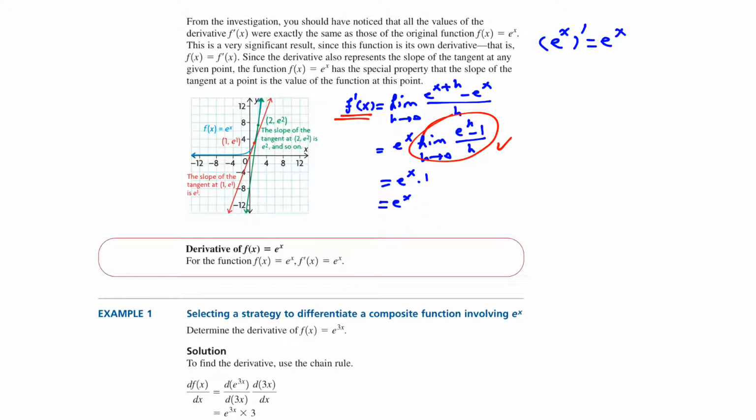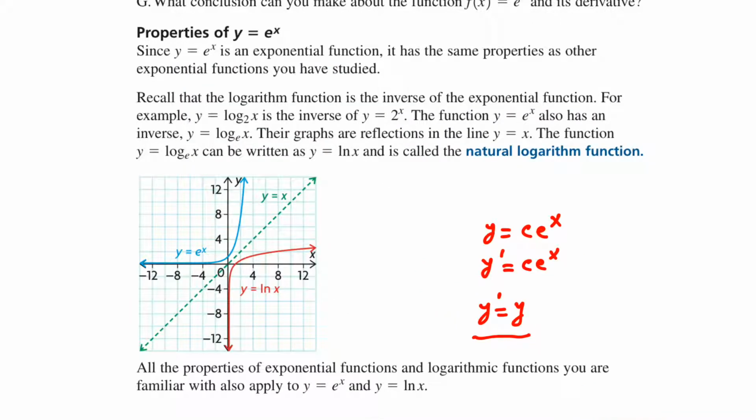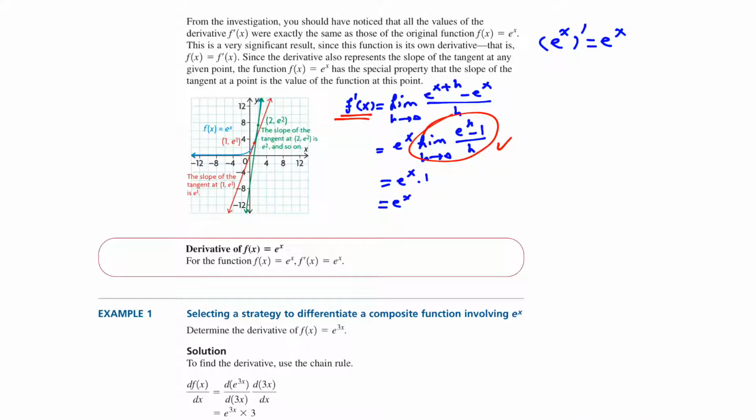As we mentioned, using a table of values, you can see the limit of (e to the power of h minus 1) over h as h approaches 0 is 1. Therefore, the limit of (e to the power of x plus h minus e to the power of x) over h as h approaches 0 is e to the power of x. And that means for the function f of x equals e to the power of x, the derivative is e to the power of x.